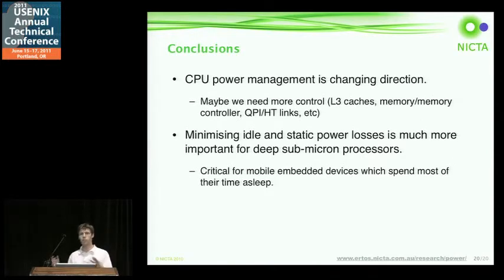What am I concluding? Well, CPU power management is changing direction. DVFS is becoming less effective when it's used on the cores. Maybe we need more control, like control the frequency of the caches, maybe the memory controller or memory itself. What about other links on the system? And minimizing idle and static power is much more important for these sub-micron processors, and it's critical for phones where they spend most of their time asleep.